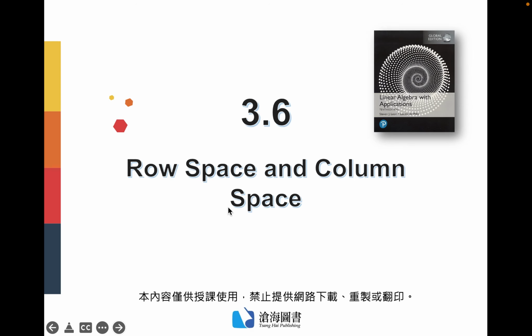So we are going to move to session 3.6. Okay, that is about row space and the column space, and in fact, this is one of the most important parts of linear algebra.